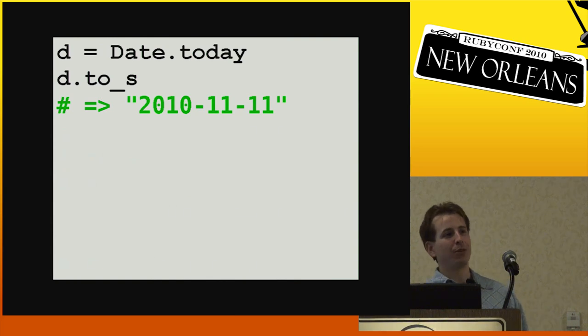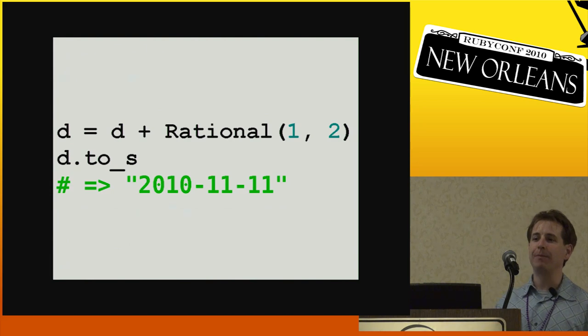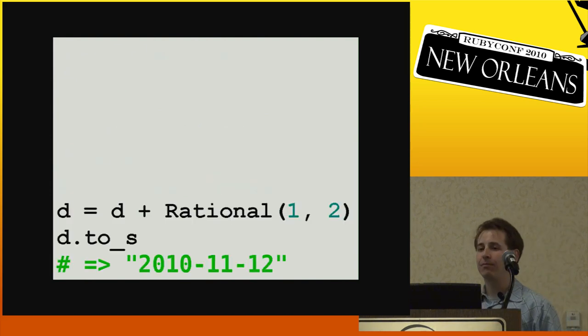So let's say you take a date returned by Date.today. If you add half a day to it, you appear to get the same day. But if you add another half day, you appear to get a different day.